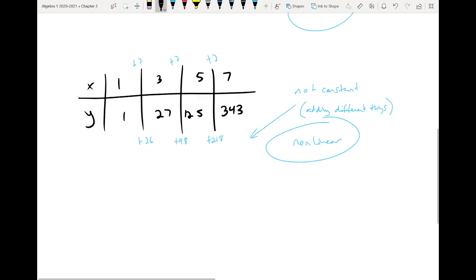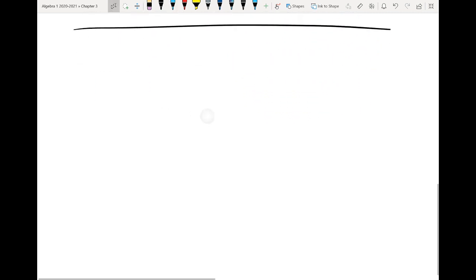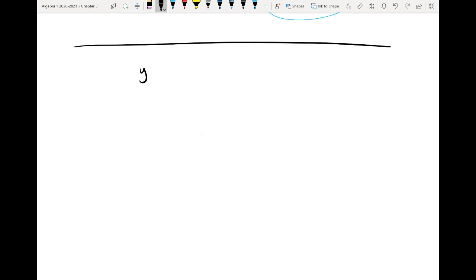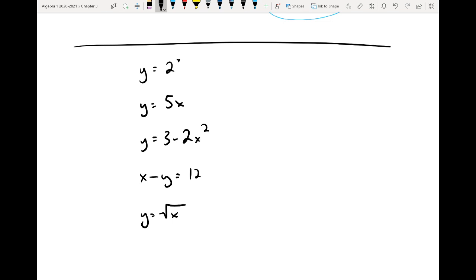Let's take a look at some functions in function form. We're going to distinguish which of these is going to be linear or not. So we have y is equal to 2 to the x power. Y is equal to 5x. We have y is equal to 2x squared. And then we're going to have x minus y is equal to 12. And then we're going to have y is equal to the square root of x, or rad x, plus 3. The positive 3 is on the outside of the radicand.